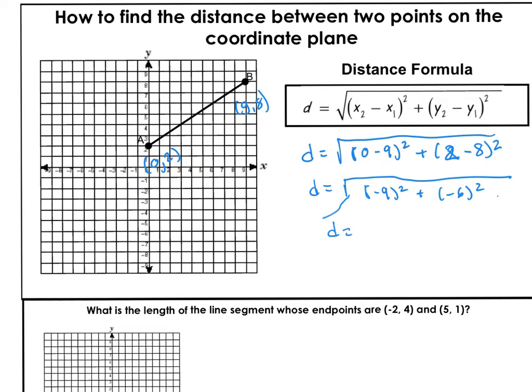We're going to keep plugging in, so we get the square root of 81. Negative 9 squared is positive 81. These will always be positive when you square them. Plus 6 squared is 36. And the distance is going to be equal to the square root of 117. Now, you'll say, whoa, that's not a whole number.